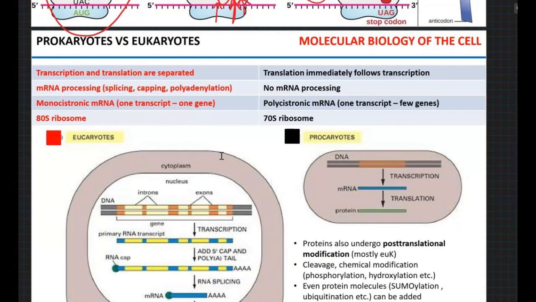And as we mentioned, there are considerable differences between eukaryotes and prokaryotes. Okay? So in eukaryotes on the left, transcription and translation are separated.